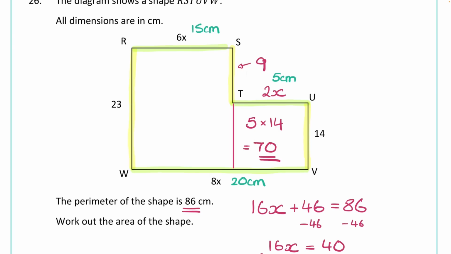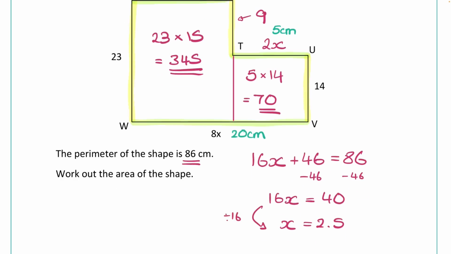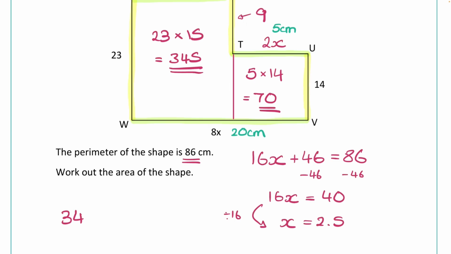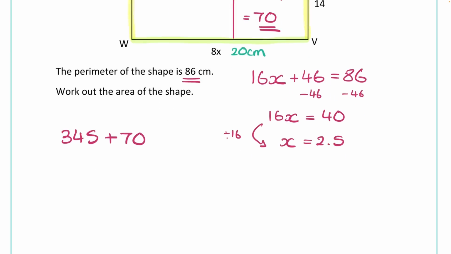And the one on the left, we have the height of 23 and the width of 15. So 23 times 15, again on the calculator, comes out as 345. And then the overall area we can have as 345 plus the 70, the 2 separate areas. When we add those 2 together, we get an area of 415, and it was in centimetres, so that would be centimetres squared. And there we go, there's our final answer. That does not say 415, obviously I've written my numbers completely backwards there, 415 centimetres squared.